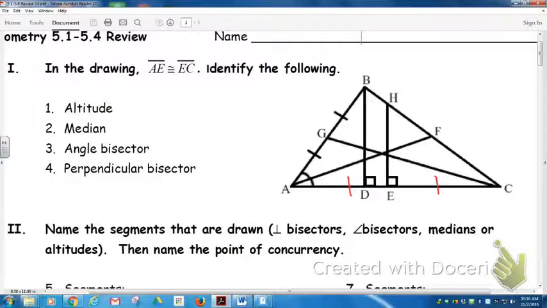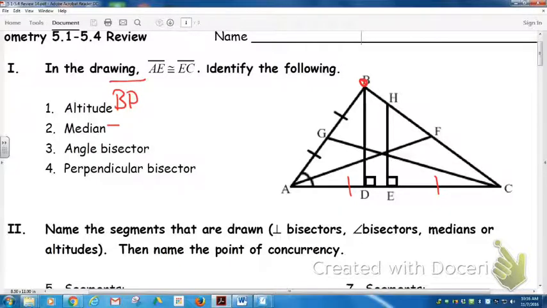So number 1 says find the altitude. Well, an altitude goes from a vertex and it's perpendicular to the opposite side. So point B is a vertex, and the line that goes perpendicular to the opposite side would be BD. So that's the answer for number 1.